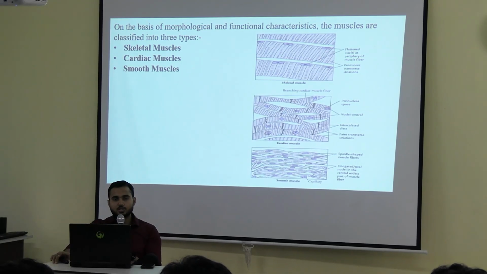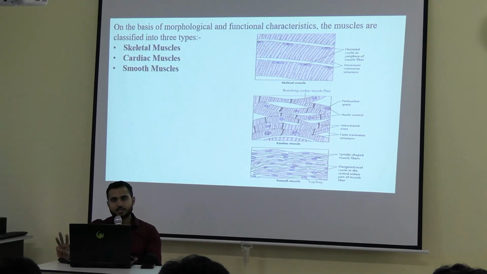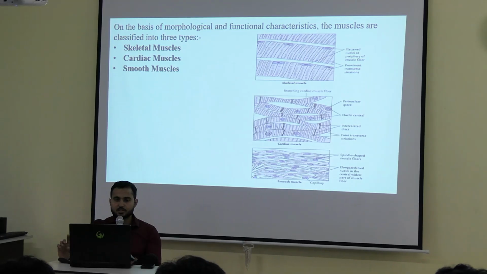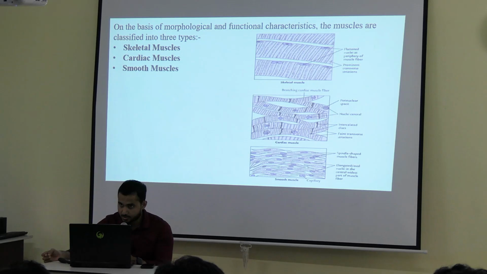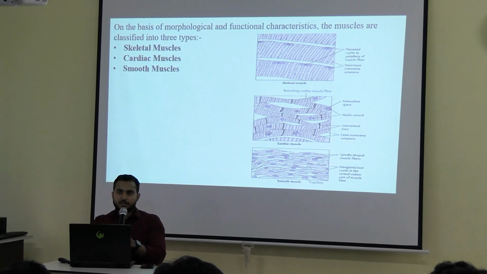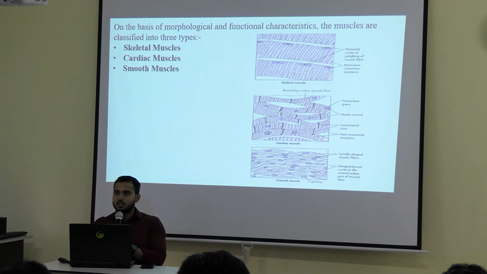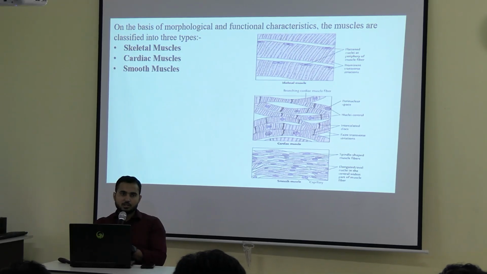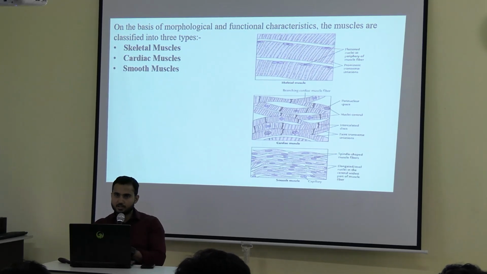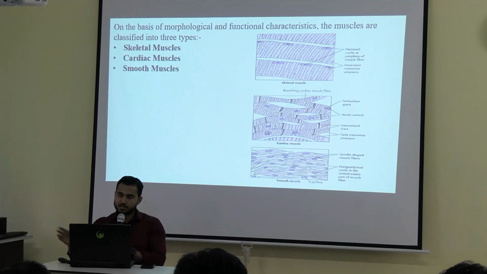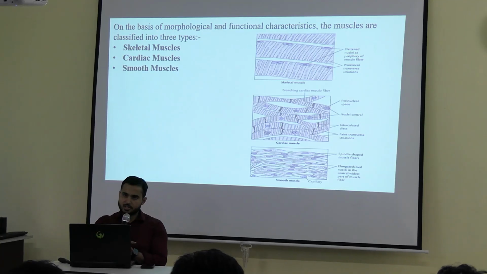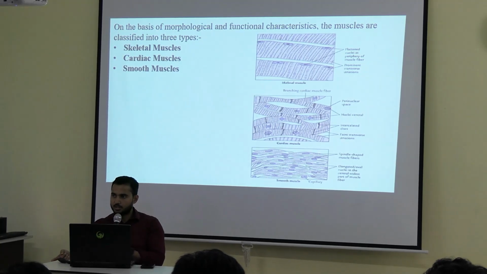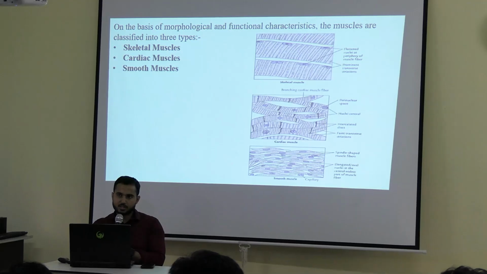It is based on morphological appearance and functional characteristics. Three different types of muscle tissues are there: skeletal muscle, cardiac muscle, and smooth muscle. Based on the appearance, when you see the muscle fibers under a microscope, the shape and appearance of the muscle fiber, differentiation can be done. And next is based on function. The function of skeletal muscle and cardiac muscle is not the same, it is different. Based on that also the classification is done.